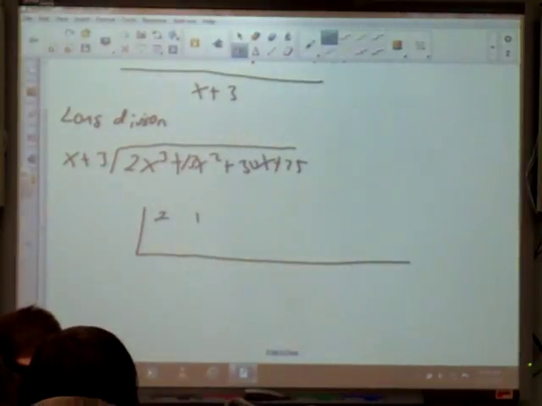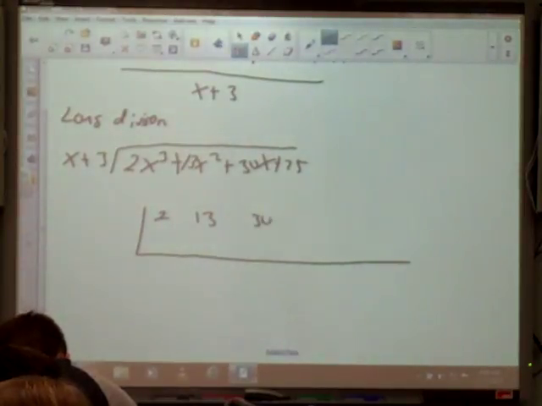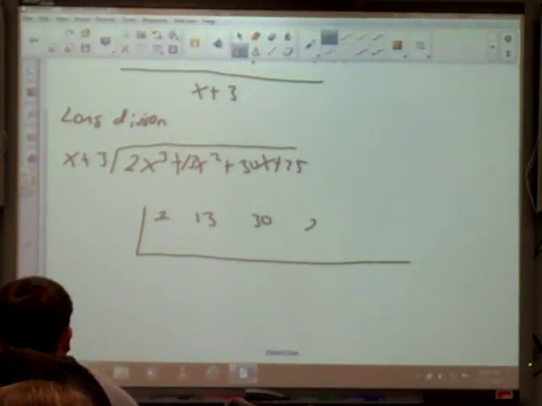13x squared, so I'm going to put a 13. Remember, we leave a little bit of space underneath there. 30x, so I'll put 30, and then my constant's 25.